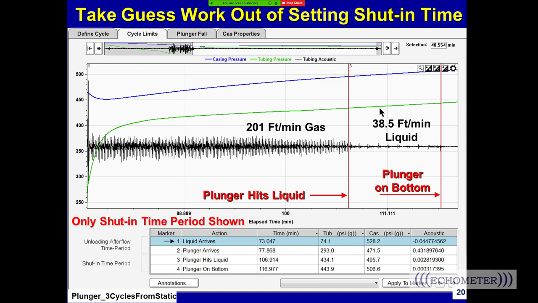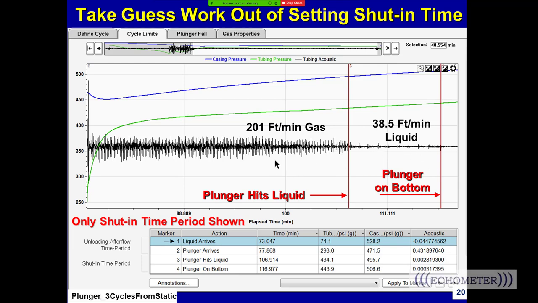And there's some other things we can see that we'll talk about later, but the fall velocity through liquid in this case was about 40 feet per minute, and that's a pretty good number. Most of the time, when there's a seal, conventional plungers typically fall around 40 feet per minute through liquid. And that's what you should expect to see when you're tracking a plunger.